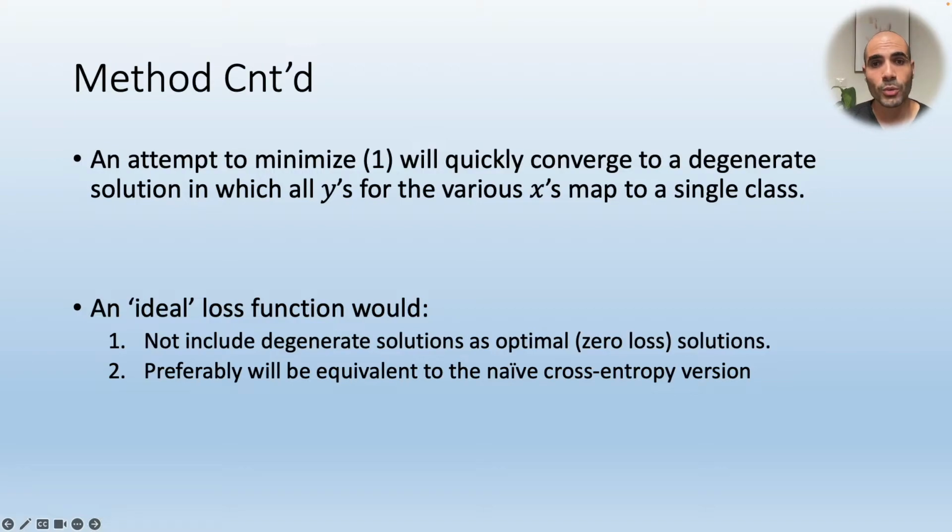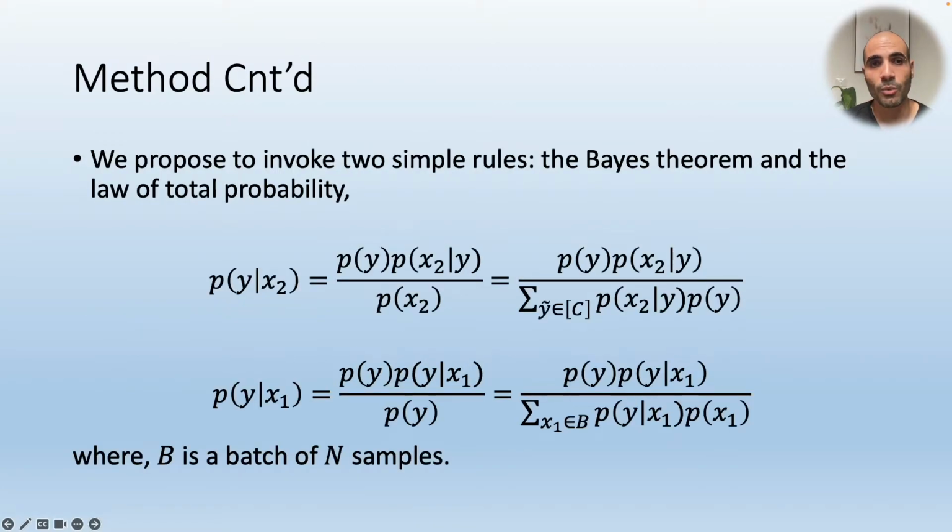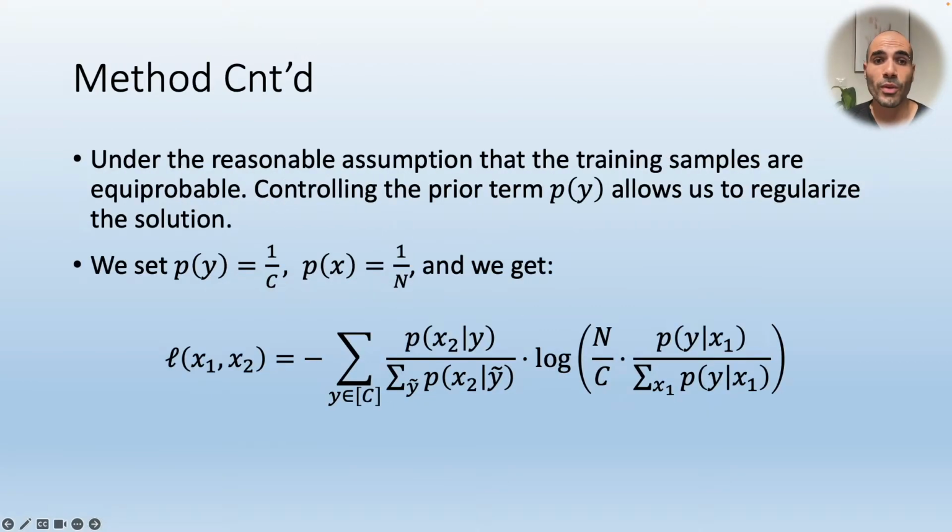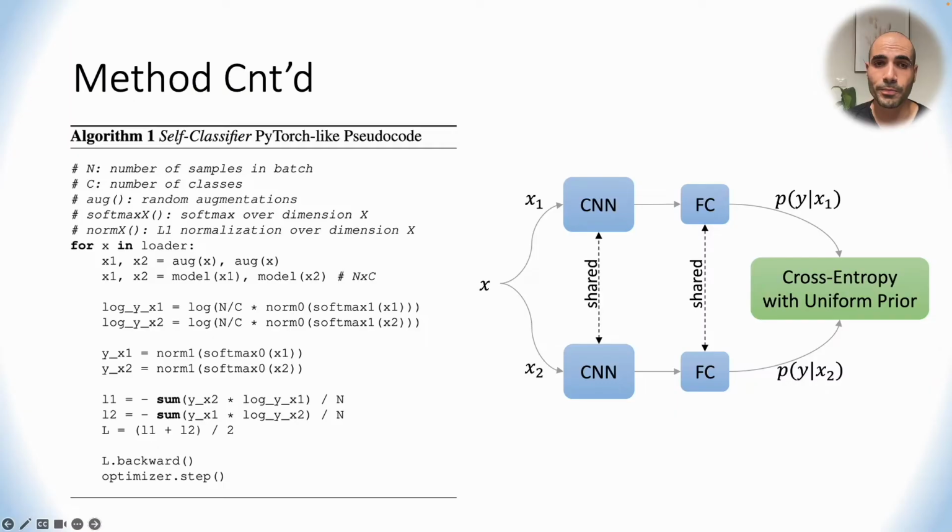In this work, we use two mathematical tricks to exclude degenerate solutions from the commonly used cross-entropy loss function. We propose to invoke two simple rules, the Bayes theorem and the law of total probability, as follows. We plug these two new equations into the original cross-entropy loss function, and what this allows us to do is set the class distribution manually. So by simply setting it to be the uniform distribution, our new loss function no longer includes degenerate solutions that are also optimal in the sense of zero loss.